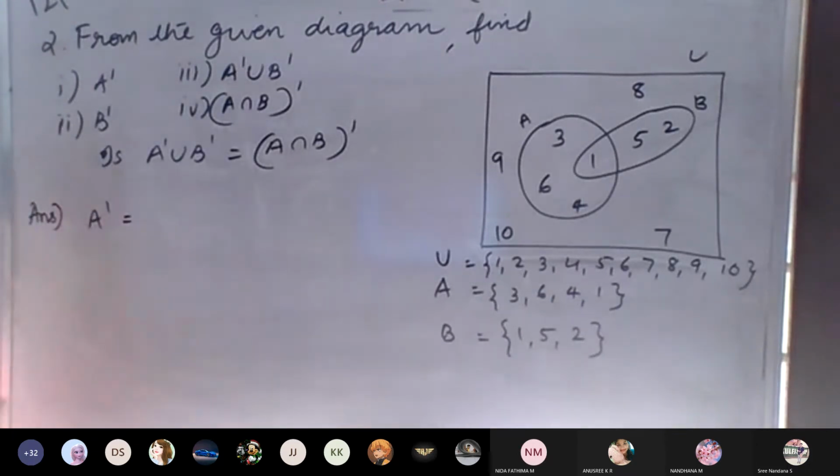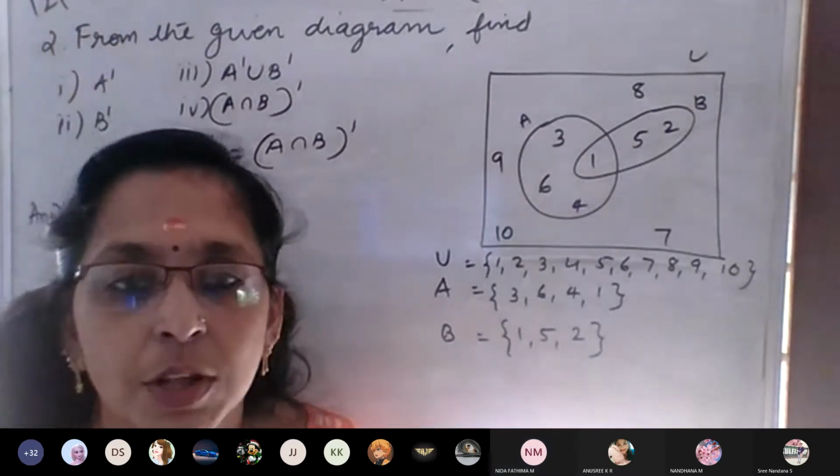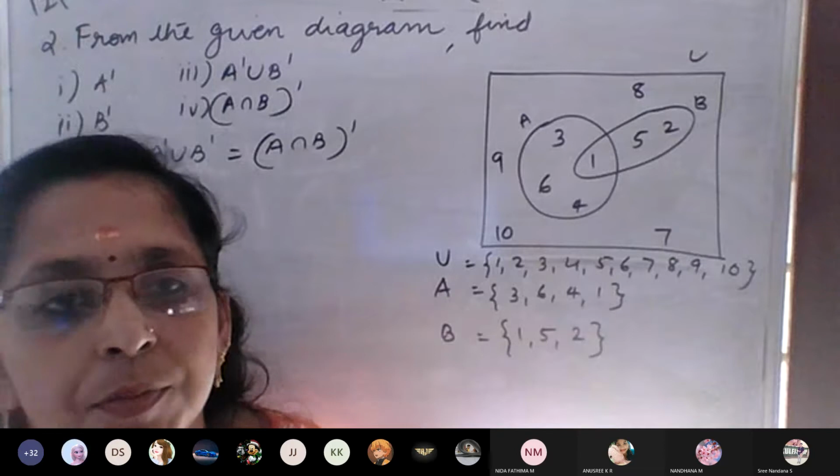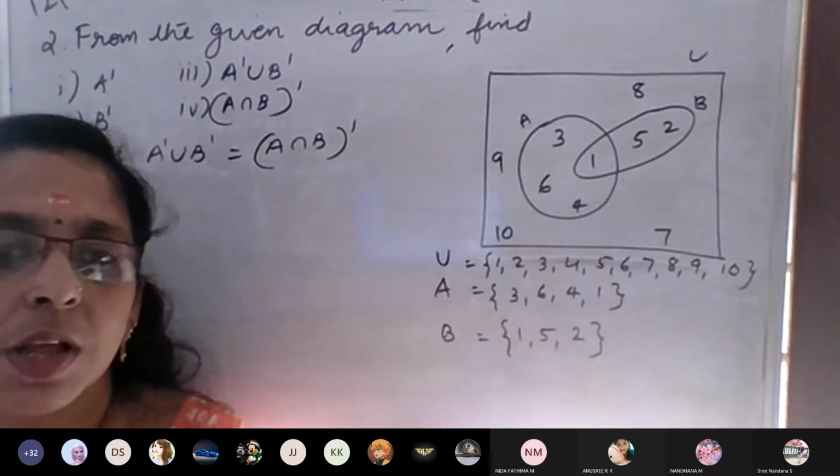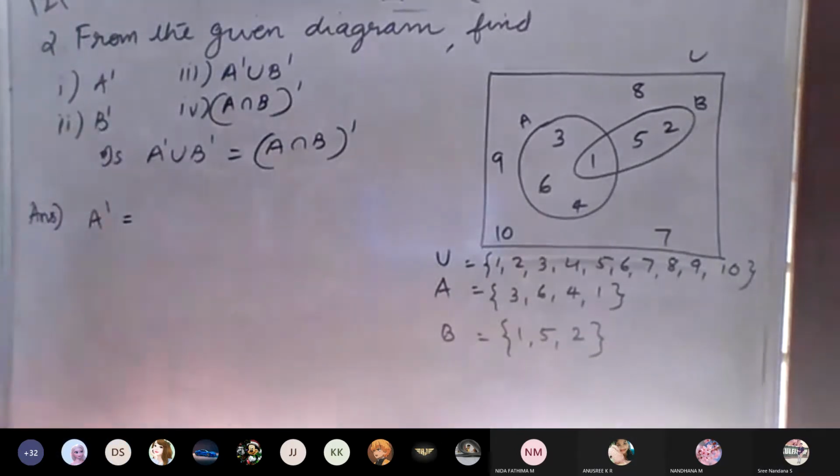Got A complement? What others want to wait? Wait for others. Completed? Completed, ma'am. Okay. So what about A complement? A complement means it should not be in A, but it will be in the universal set. So which are the elements? 2, 5, 7, 8, 9, 10. One is also there. Okay, one is there in A.